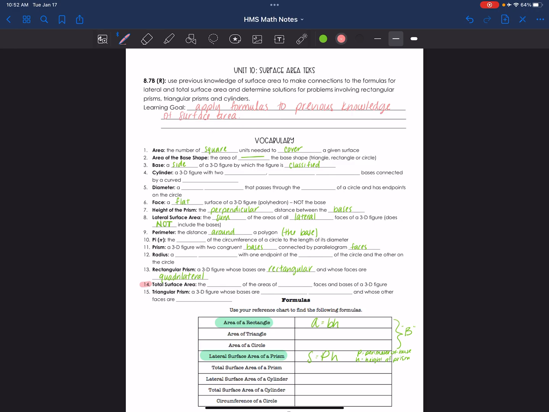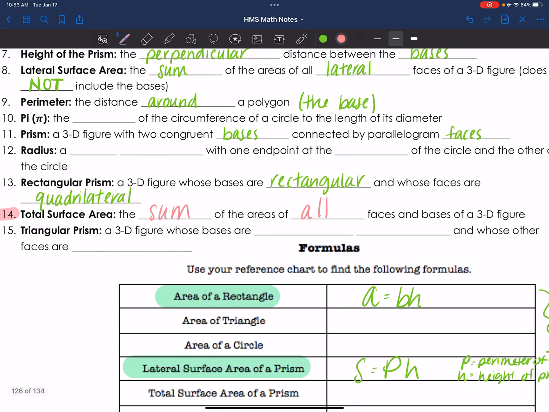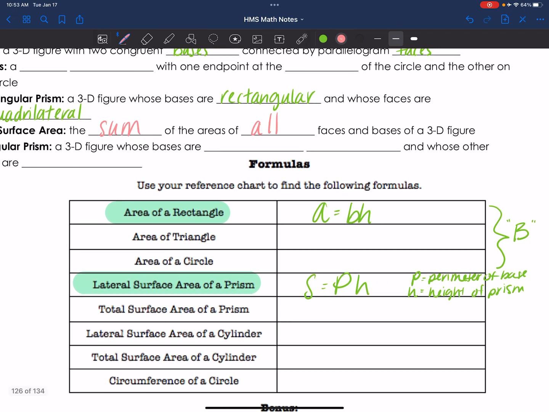Yesterday, or previously, I guess, we did the lateral surface area of rectangular prisms. Today we're going to be focusing on the total surface area of rectangular prisms. But the total surface area of anything is the sum of the areas of all faces and bases of a 3D figure. So remember the difference between lateral and total. Lateral does not include the bases. Total does include every flat surface of a prism. So we're going to be using both formulas.